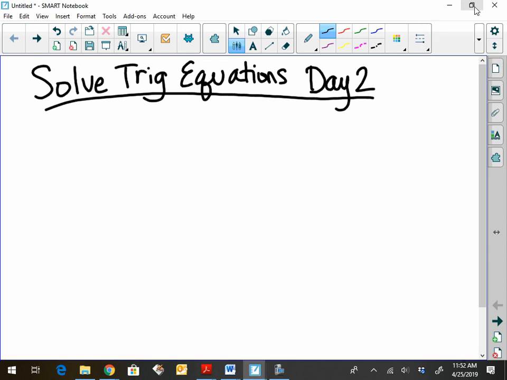Hello, we're going to look at solving trig equations day 2. We're going to add a couple more questions on today, looking at some other ways to solve. So here is our first one, example 1. We're going to solve secant of x equals the square root of 2.